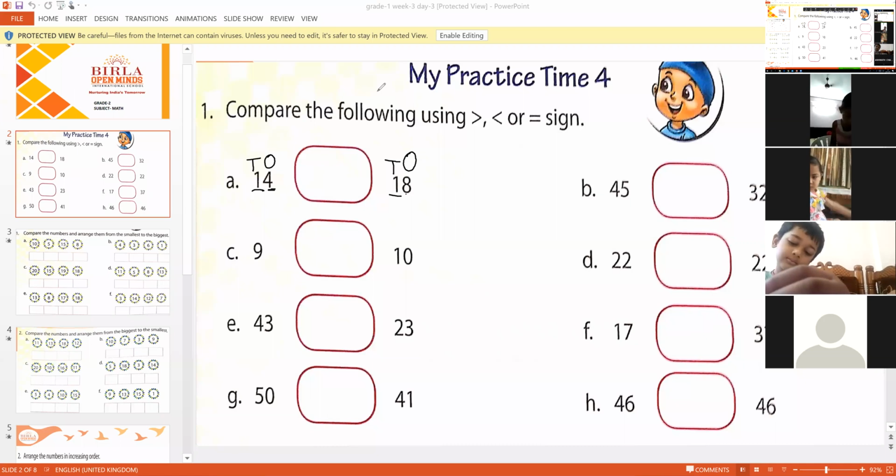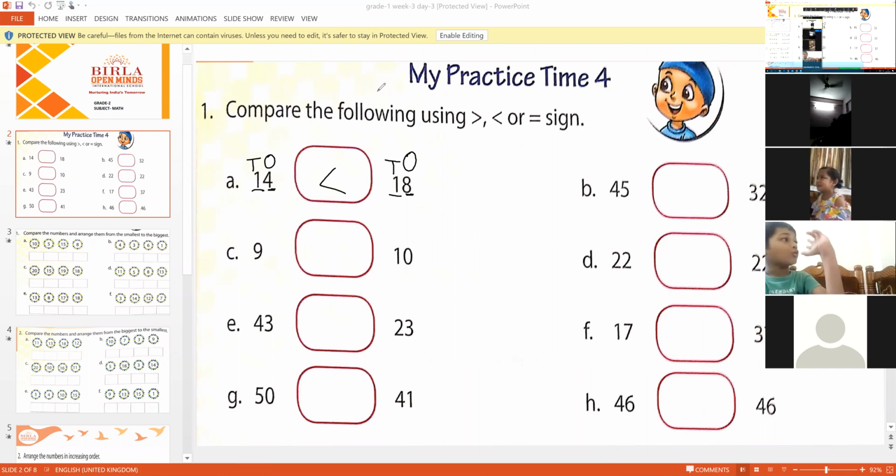Now in ones place we have 4 and 8. So we have to compare 4 and 8 now children. And we all know that 8 is always greater than 4. So the number 18 is greater than the number 14. Yes?